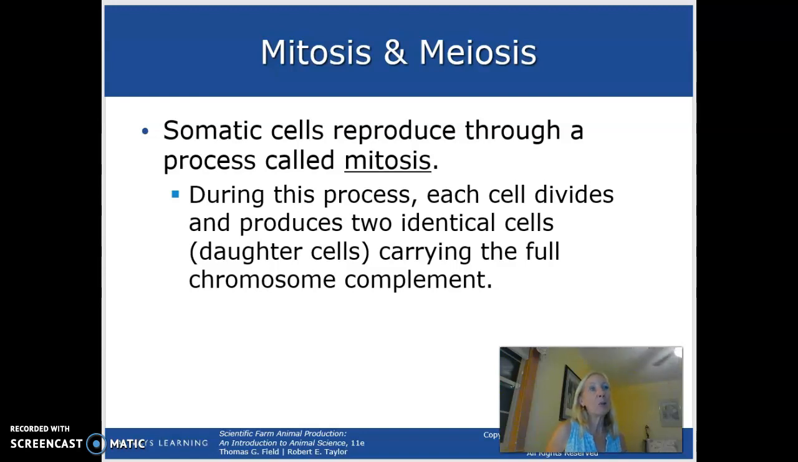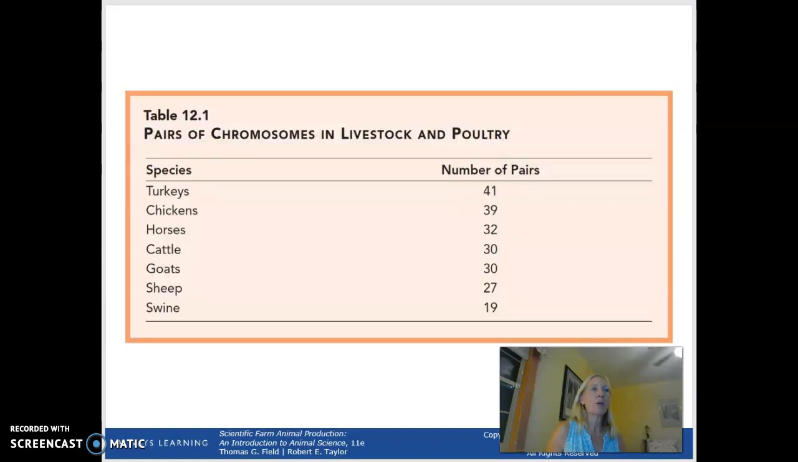are studied heavily when you take biology. We're not going to study the steps in this class. During the process of mitosis, each cell divides and produces two identical cells, and those cells are called daughter cells. And those cells each have the perfect, exact copy of the genetic material that was in the original cell. And they each have a paired complement of chromosomes.